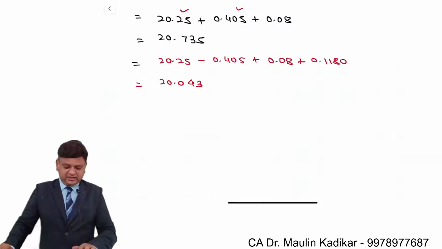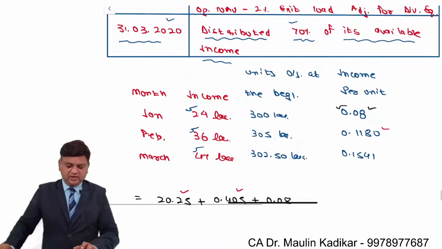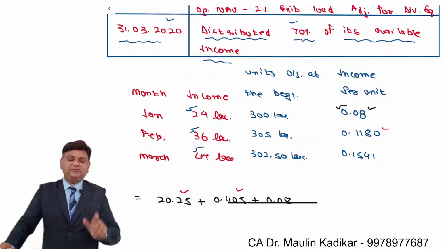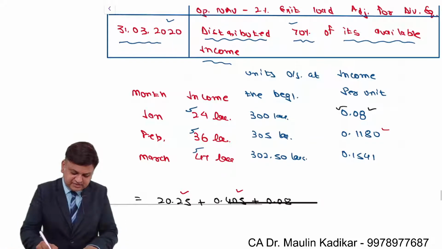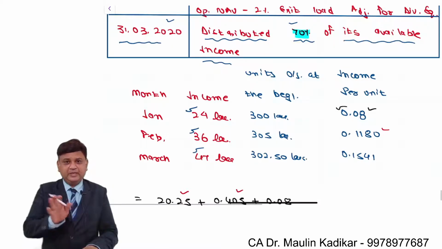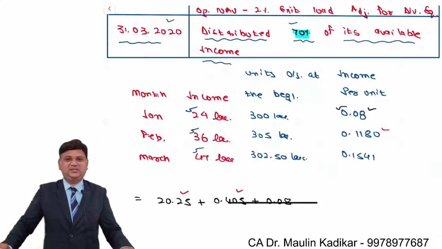I want you to write in the chat box what must be the amount of the dividend that would be distributed at the rate of 70%. Please write in the chat box.